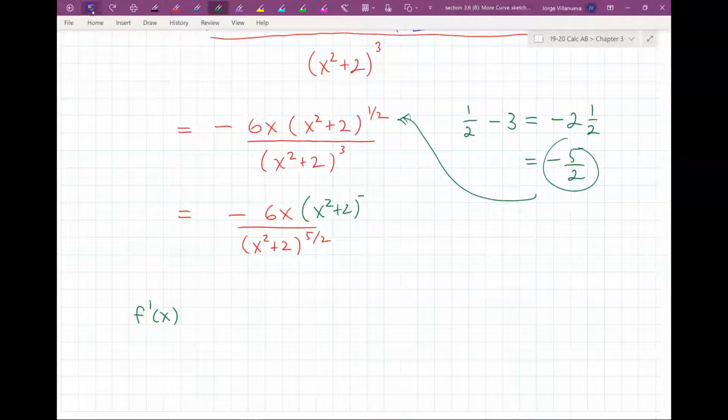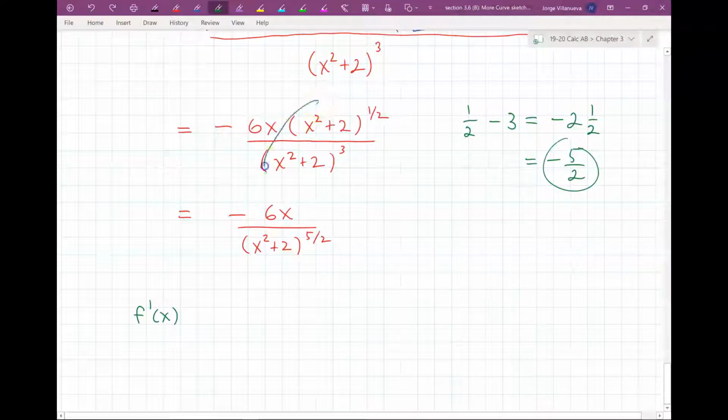So it's up to you how you want to do it, but I don't know why you would want to keep the power negative. Why did you subtract 3 in the first place? Oh, it's because these bases match right here. So you take your power minus your other power, right? For example, b to the 5th over b to the 2nd, you write b to the 3rd, right? Because it's 5 minus 2, right? So we just subtracted.